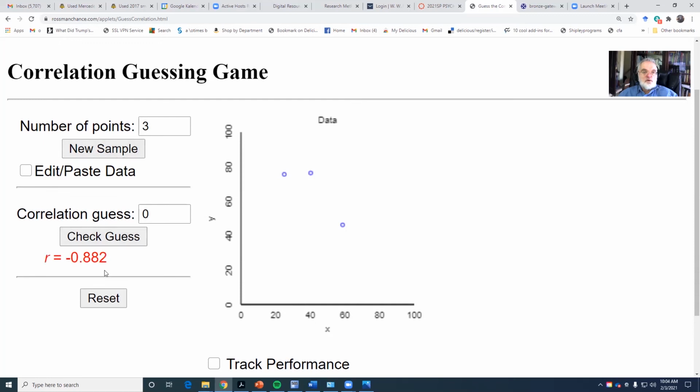So notice that I've got a big correlation here. If I try to draw a line through these 3 data points, I've got a steep negative slope. If I generate it again, I've got another really big correlation with a negative slope. If I generate another one, I've got a really positive correlation. In other words, it's a fairly rare occurrence if I have only 3 data points that I would ever observe a weak correlation.